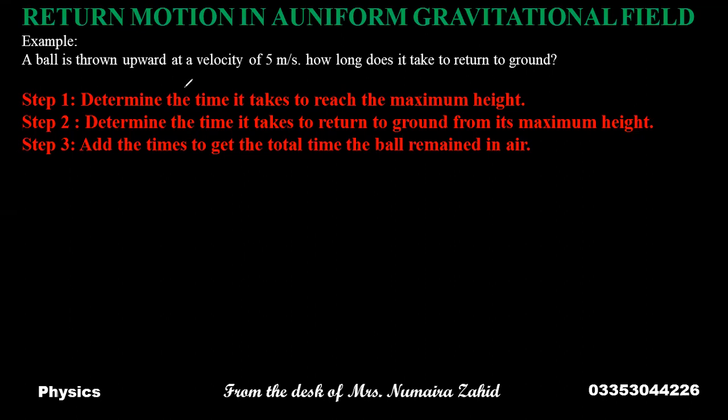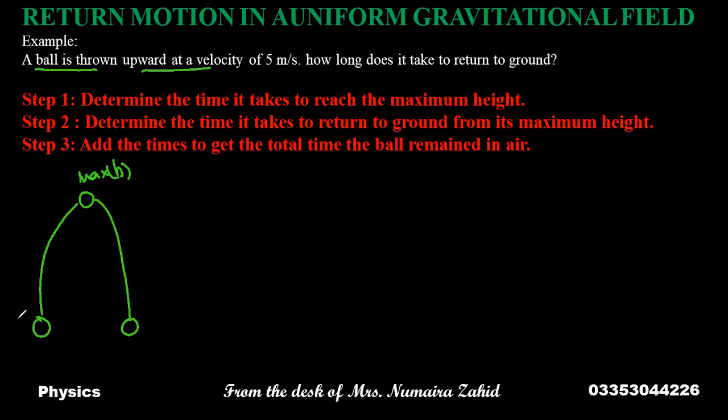So what are we considering here? We are considering that a ball is thrown upward, which means it will be an upward motion with an initial velocity. If this is the ball and it is thrown vertically upward, it will travel this whole distance and reach a maximum height. This is the maximum height. And when it reaches the maximum height, it will return to the ground.